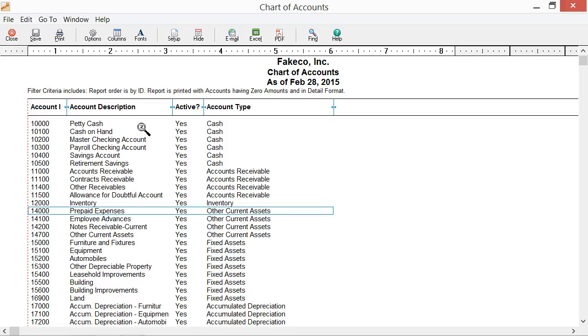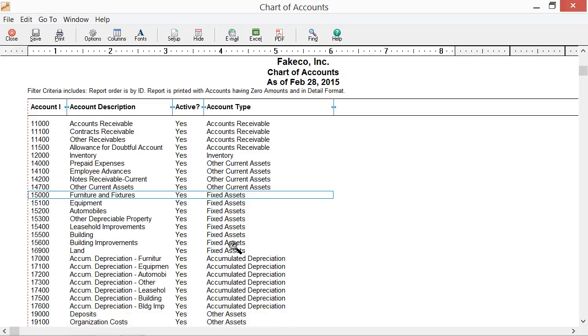Asset accounts are used to track both current assets, which are assets that you're likely to convert into cash or use up within 1 year, as well as fixed assets, which are long-lived assets, including loans that you make to others, equipment, and buildings, for example.